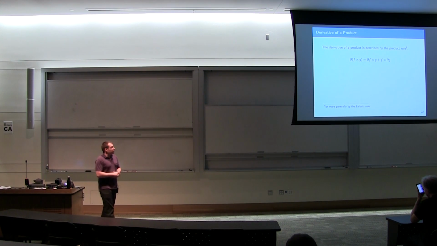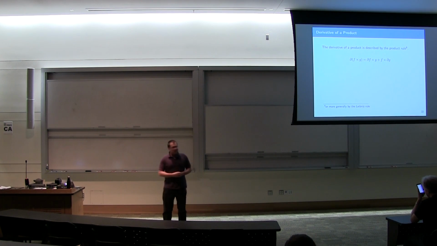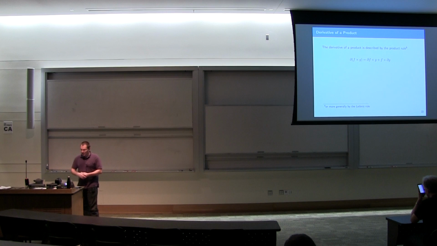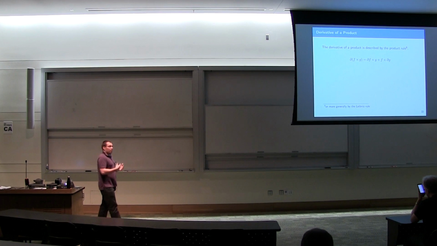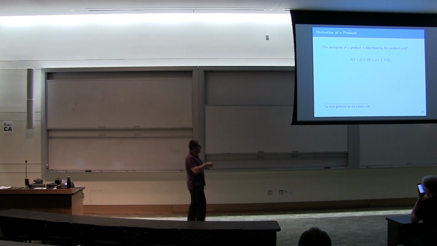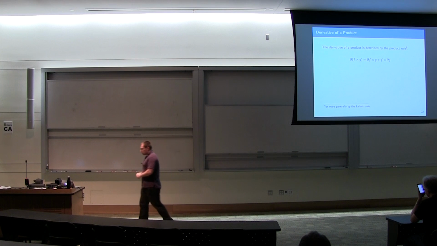So there's also a derivative for products, and it follows the general product rule, or more generally, Leibniz's rule. Basically, when you take the derivative of a product, it's the derivative of the first one times the second, plus the first element times the derivative of the second.